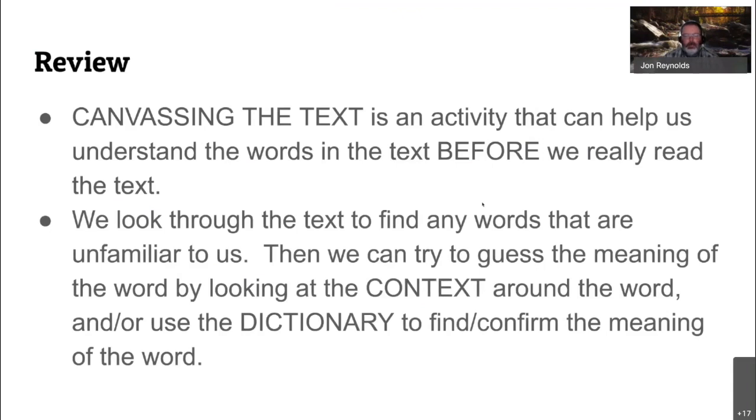Then we can try to guess the meaning by looking at the context. Sometimes we can look and look and look and try to guess and guess and guess, but sometimes we do not have enough information. That's why I said here, look carefully, we can use context and/or the dictionary. Do you see that there? We can either try to guess the meaning and use the dictionary, or we can look at the word, try to guess, and say, I cannot guess the meaning. So then I go to the dictionary. That's okay.